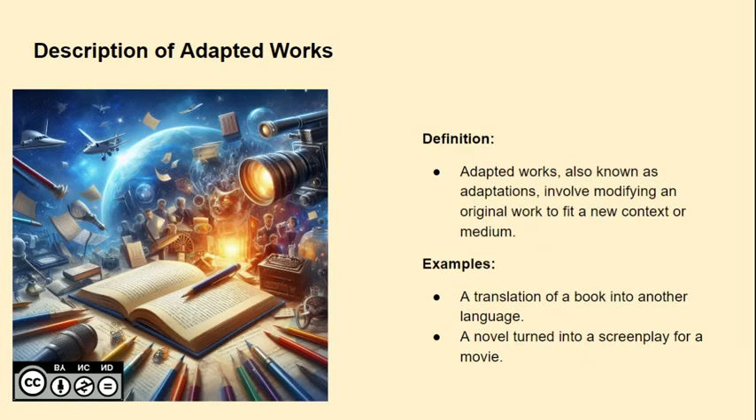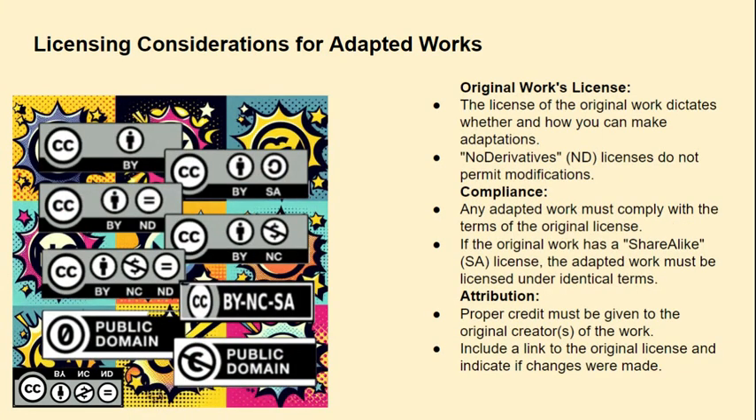Adapted works, also known as adaptations, involve modifying an original work to fit a new context or medium. Examples include translating a book into another language or turning a novel into a screenplay for a movie. Adaptations allow original works to reach new audiences and contexts. The license of the original work dictates whether and how you can make adaptations, just as with any collection.